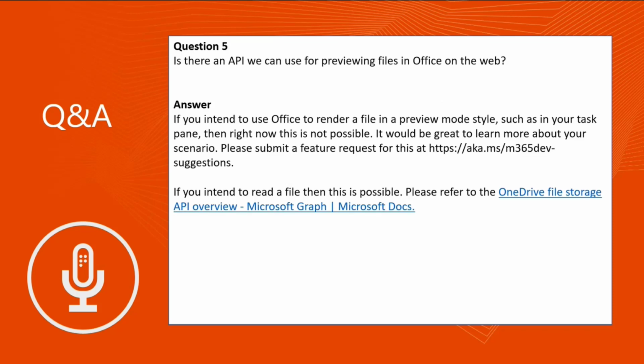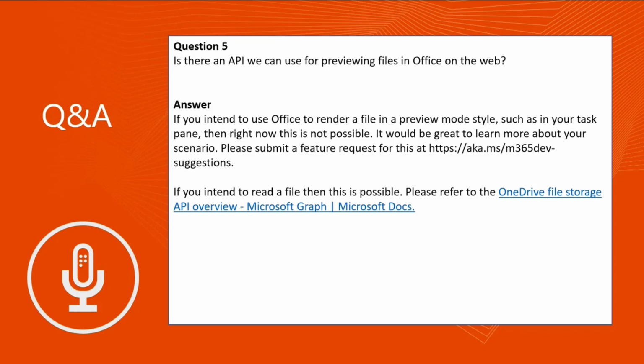And finally, there was a question of, is there an API we can use for previewing files in Office on the web? And I was a little uncertain what the intent of this question was. So if what you're trying to do is something like render a file in preview, like maybe in your task pane or something like that, that's not really a possible thing to do right now. And I would say just please submit a feature request and let us know more about this scenario. There's an aka.ms link to the Microsoft 365 developer suggestions there.